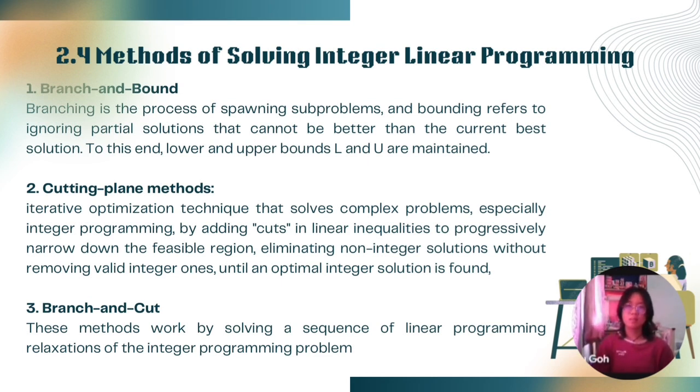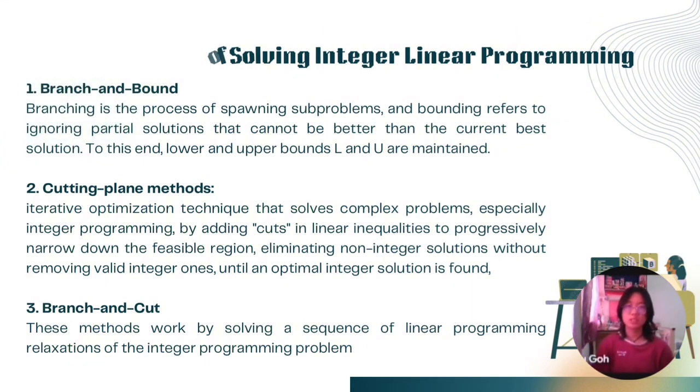The second is the cutting plane method. This is an iterative optimization technique that solves complex problems, especially integer programming problems, by gradually narrowing the feasible region by adding cuts as linear inequalities. The cutting plane method can eliminate non-integer solutions but retains valid integer solutions until the optimal integer solution is found. Finally, there is the branch and cut method. It is a combination of the branch and bound method and the cutting plane method used to solve integer linear programming problems. These methods are implemented by solving a sequence of linear programming relaxation problems for integer programming problems.